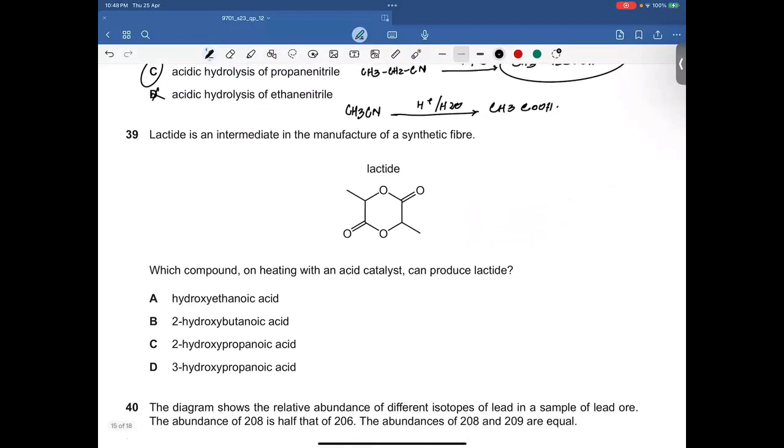Question 39. Lactide is an intermediate in the manufacture of synthetic fibre. Which compound, on heating with an acid catalyst, produces lactide? Look at this structure. This is an ester linkage, this is an ester linkage. We have two ester linkages, and according to my lecture, if you have one ester linkage or more than one and you hydrolyse it in the presence of an acid catalyst under heating, obviously all the carbon oxygen bonds need to be broken. According to the concept, the carbon gets OH of water and the oxygen gets hydrogen of water.